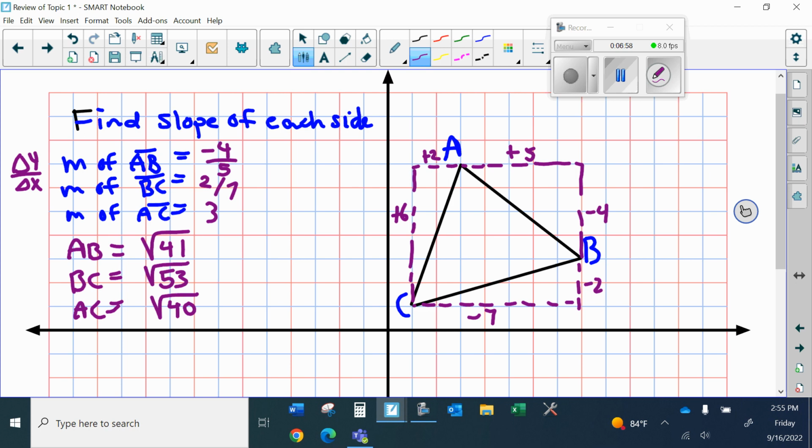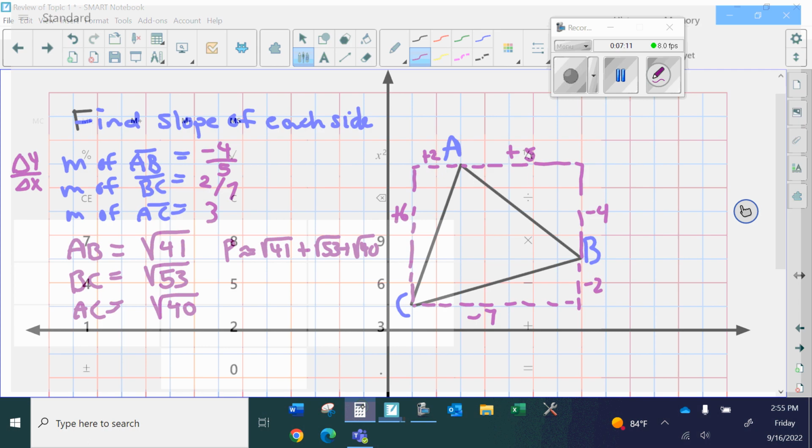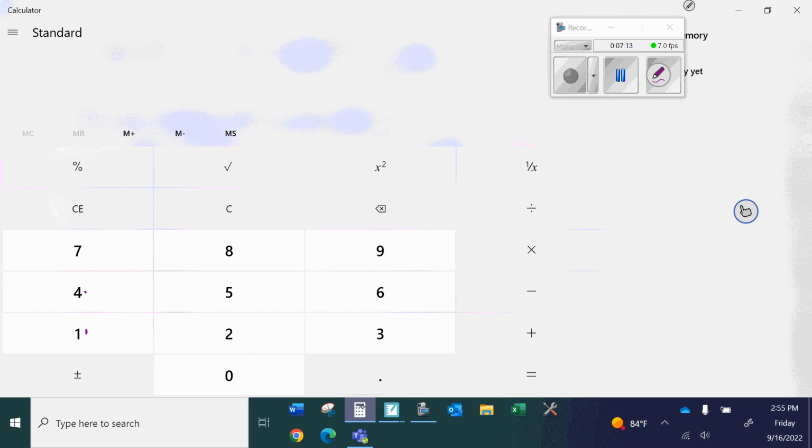Now, there's all 3 side lengths. If they ask for the perimeter to the nearest hundredth, I would now just type that in my calculator: square root of 41 plus square root of 53 plus square root of 40. Put it in the calculator. So 41 square root plus 53 square root. Oh, it didn't do it because I was using that.